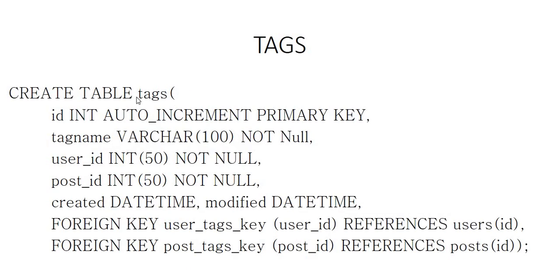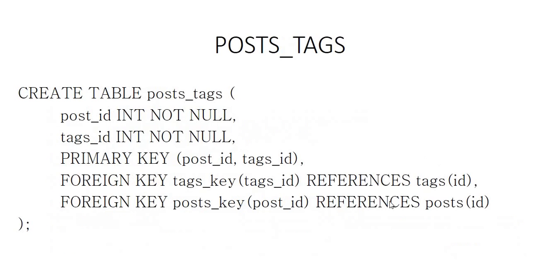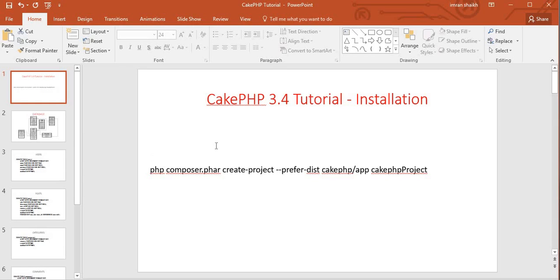Here also, while creating the tags table, I have created two foreign keys, user id and post id. User id of the tags table is referencing as a foreign key to the id of the users table, and post id of the tags table is referencing the id of the post table. Okay, so similarly we have created the post tags table, which is the junction table. And this is how we can create our tables and database design.